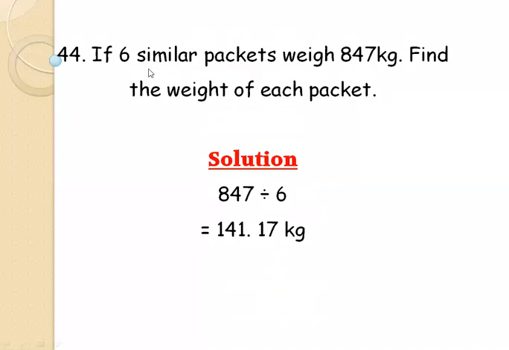The next question says, if 6 similar packets weigh 847 kilograms, find the weight of each packet. So I have 6 packets and they weigh this. Find the weight of one. I would say 847 divided by 6. So 847 divided by 6. And that will give me 141.17 kilograms. Did you see that?